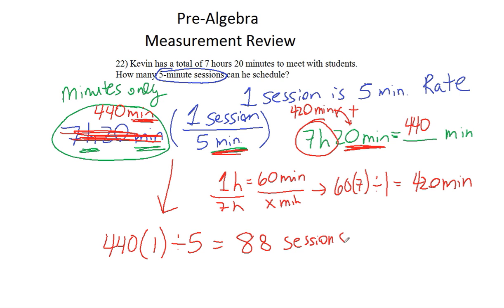And again, the question is how many sessions? 88 sessions. So again, on that one, just be careful. You're not dividing by 5, you're dividing by 5 minutes. And that's why we changed 7 hours 20 minutes just to minutes, 440 minutes.